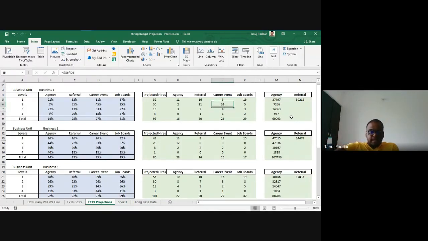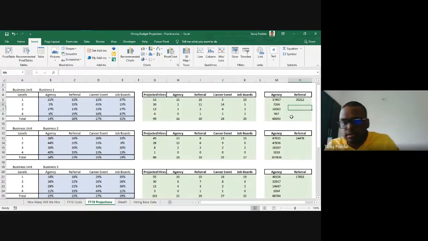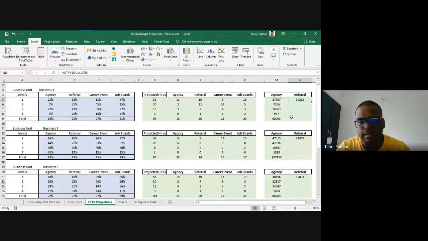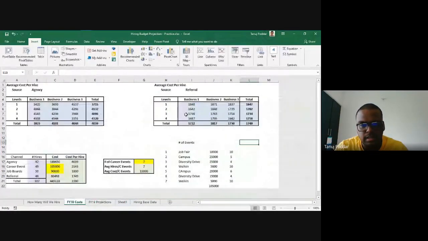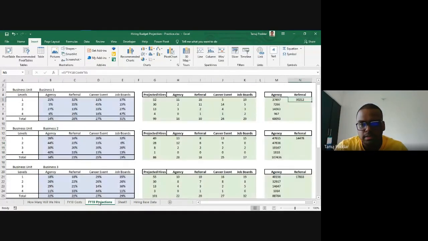Okay, so I'll come to that. Just give me another 5 minutes. If you guys can also do the calculation for referrals, it's the same calculation. It's just that I'm multiplying the referrals with the FY18 average cost for referrals. So you can just do that calculation as well, so that we can then come to the question that she just asked.